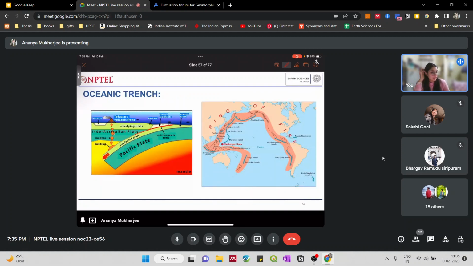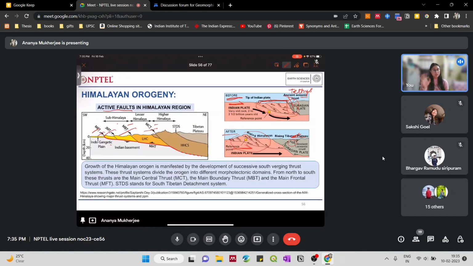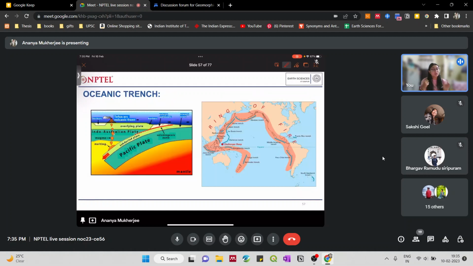Now we come to oceanic trench. I think the most famous oceanic trench that you might have heard about is the Mariana Trench. It is also the place where you find the deepest point of the earth, that is the Challenger Deep, that is around 11,000 kilometers. So Mariana Trench is the deepest point on the earth, and in Himalaya you will find the highest point of the earth. Obviously not related, but both of these are features of convergent plate boundaries.